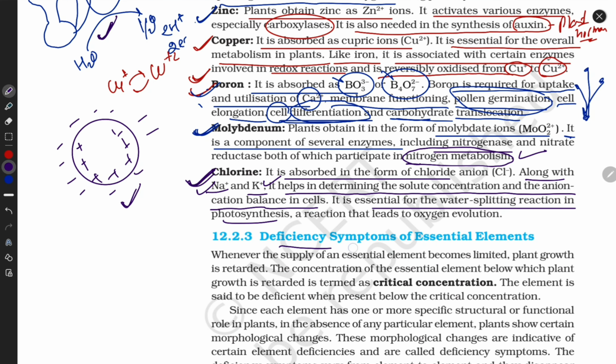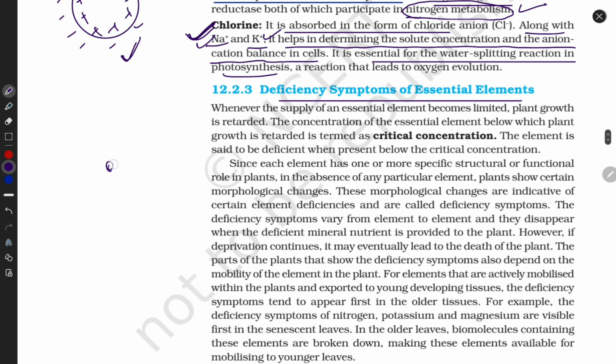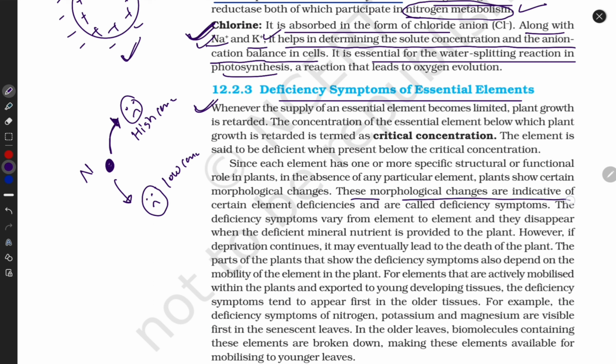Now, deficiency symptoms of essential elements. They want to say that this is the critical concentration of nitrogen. If you give above the concentration, it is toxic for the plant. If you give below the concentration, it is also harmful. So the plant shows deficiency symptoms if you provide a high concentration or a low concentration. They show their symptoms accordingly. These morphological changes are indicative of certain element deficiency and are called deficiency symptoms.